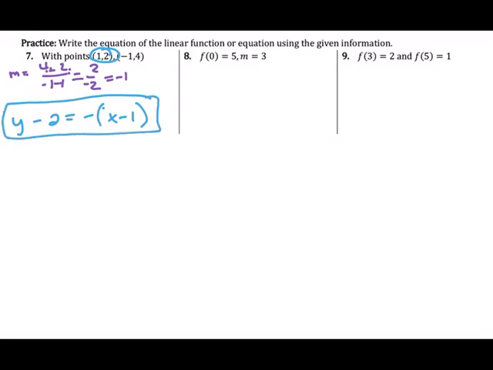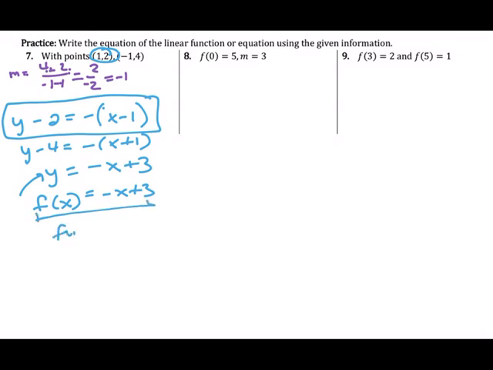Now, some of you may have plugged this slope into y equals mx plus b, plugged the point in and solved for b. That's fine. You could have also used the other point, which would give you y minus 4 equals negative times x plus 1. You could have gotten it into slope-intercept form, which would give you negative x plus 3. All of those forms are acceptable. If this problem specifically asked you to use function notation, you would have to put it into slope-intercept form so that you could write it like this. This is the way to have it in function notation.